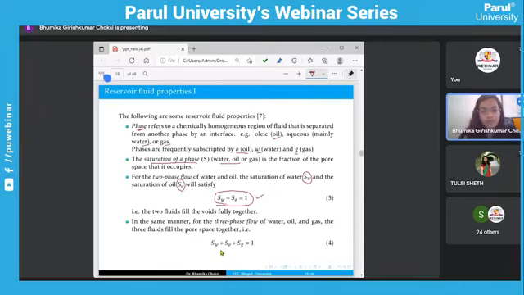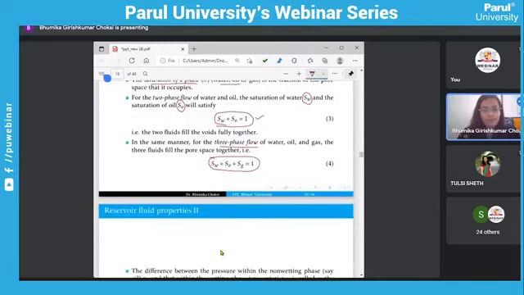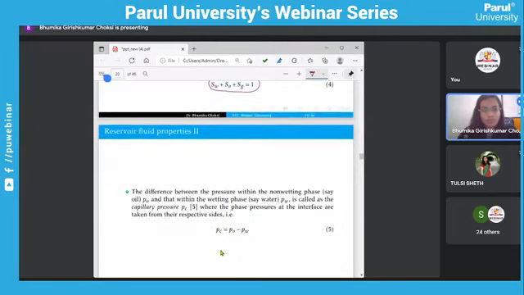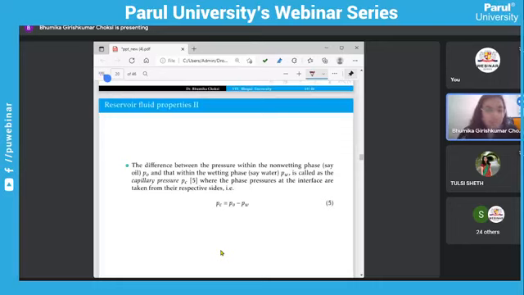So in the same way, if we have a three-phase flow problem, that means the saturation of water, oil and gas will be 1. So the total will always be 1. That's why the word is fully saturated porous medium. Okay, and this is capillary pressure.